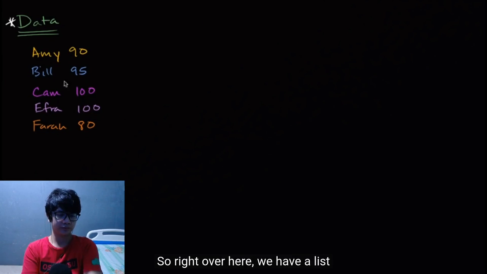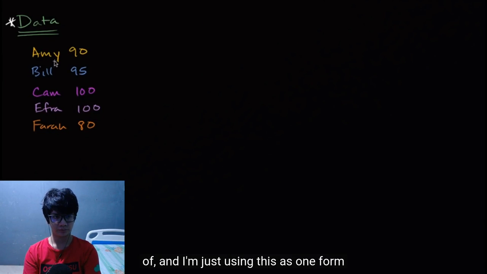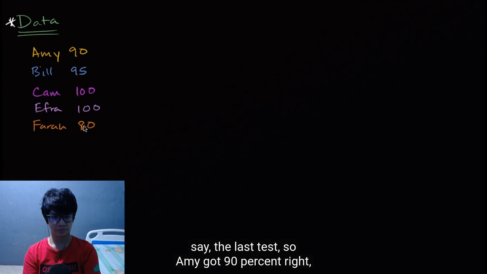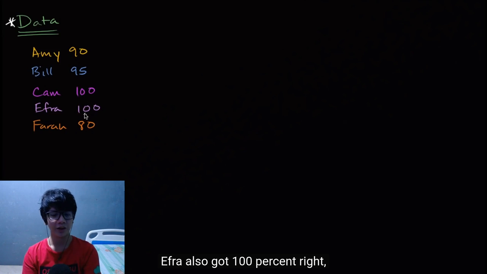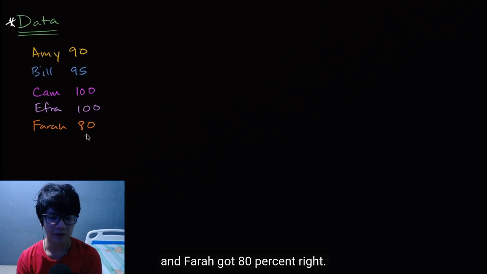So right over here, we have a list of, and I'm just using this as one form of data, a list of student scores on, say, the last test. So Amy got 90% right, Bill got 95% right, Cam got 100% right, Efragata also got 100% right, and Farah got 80% right. This is one way to show data.